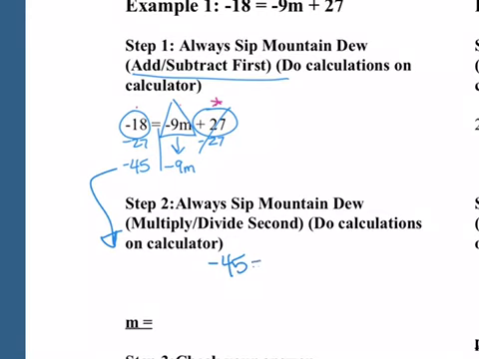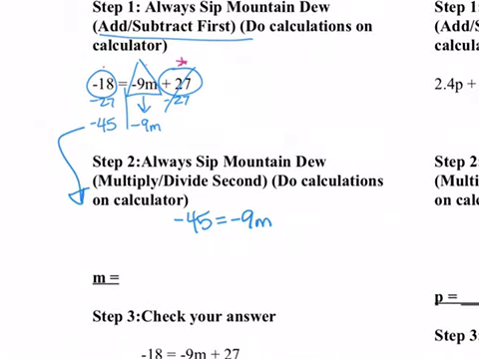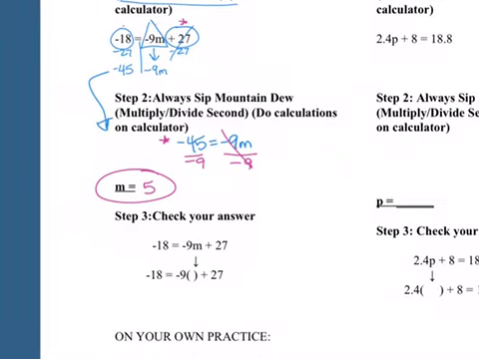So -45 equals -9m. And you always want to rewrite it just in case you lose anything that's in your problem. So my last step, if this is multiplication, then the opposite would be to divide. So divide by -9 on both sides. Again, like I said earlier, the one that's on top goes in your calculator first. So -45 divided by -9. And we get 5. And then to check yourself, you can plug that number in for m and make sure you get -18.